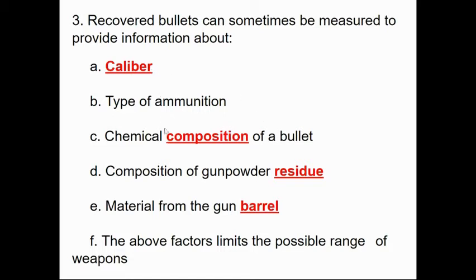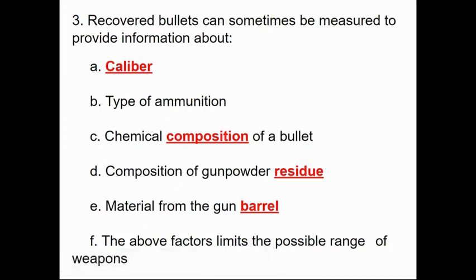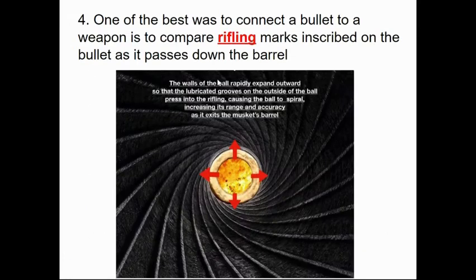A lot of these things are called class characteristics, meaning they can put something into a big grouping, but they don't necessarily tell us a one-to-one relationship yet. It hasn't individualized or said this is the specific gun. We need the gun to test it to know.